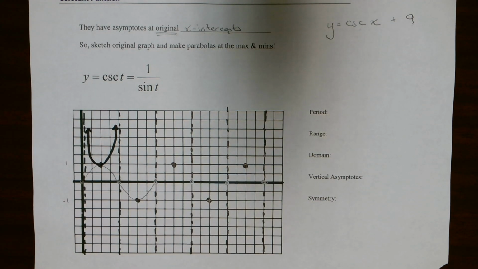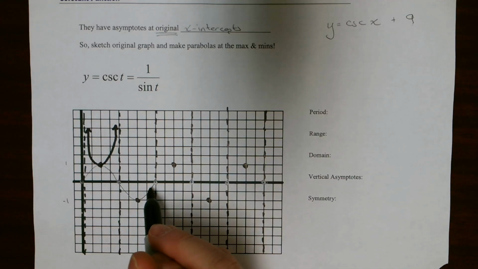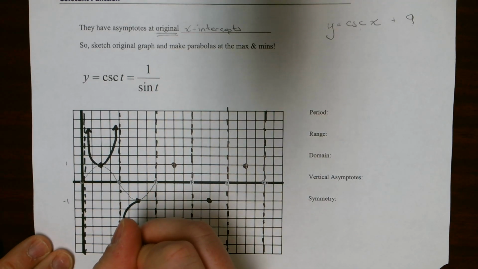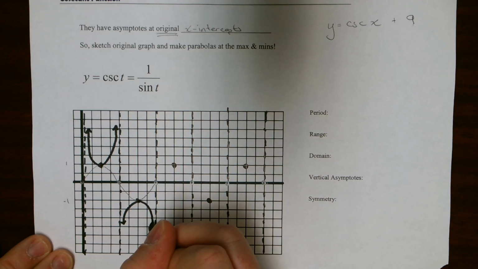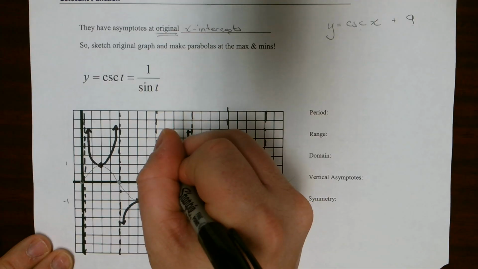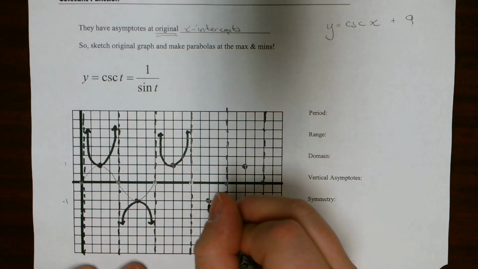This reciprocal function cosecant is going to shoot off to infinity. And the same thing is going to hold true underneath here, except the values are negative, so it's going to shoot off to negative infinity. And that's going to be how we get the shape of our graph. It's going to repeat just like the sine.